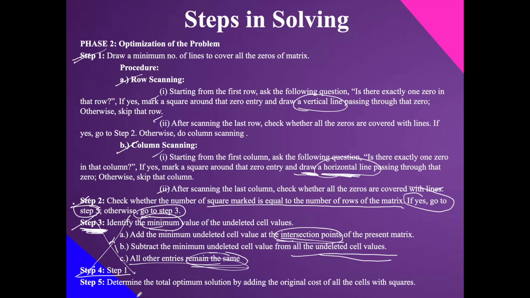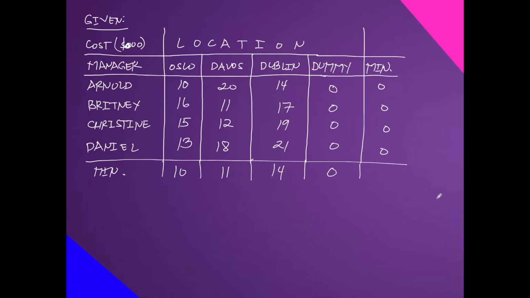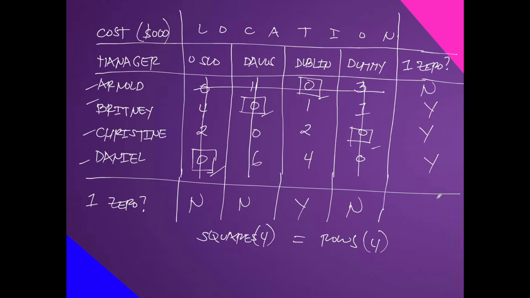Ang sabi sa atin, step 5 daw is to determine the optimum solution. Ito na, final answer na. By adding the original cost of all the cells with squares. Ayun naman pala. Ibig sabihin, guys, lahat ng may square, ayan yung proper na assignment nila. Diyan sila ilalagay. Para magawa natin yung step 5, gawa tayo ng bagong matrix, tapos ilagay natin yung original cost diyan. So, kopyahin muna natin.